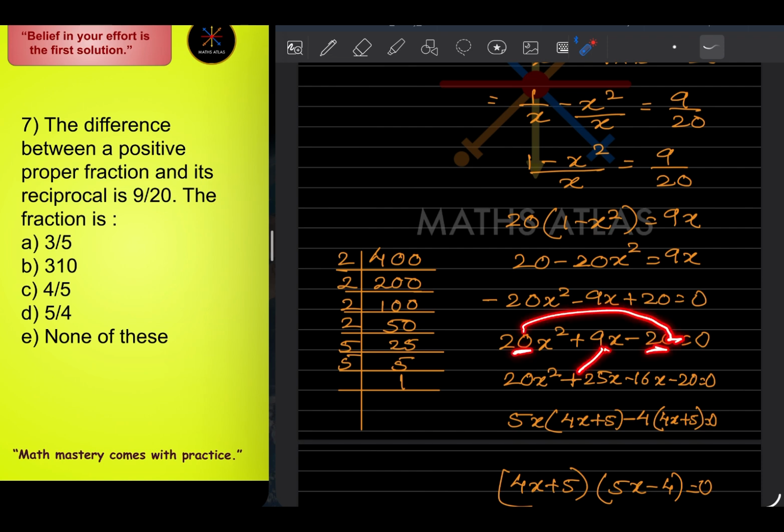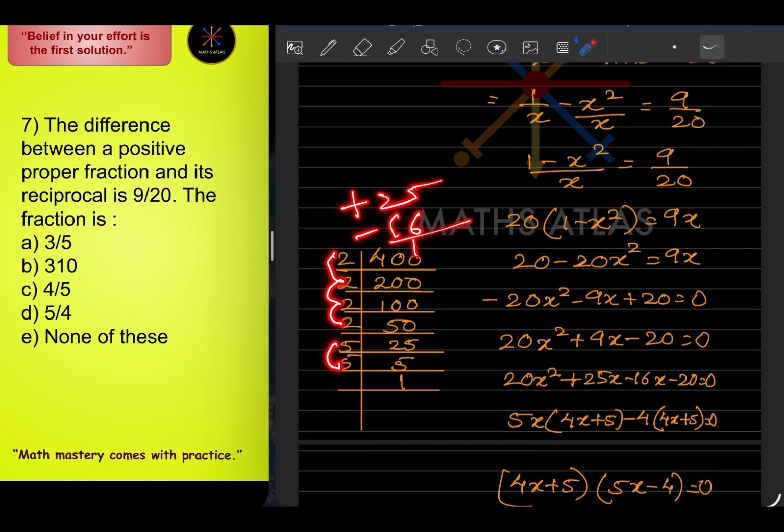This is the middle term. We have to split the middle term in such a way that we get plus 9. To get this, you take the factors of 400 and arrange them in such a way that you get plus 9. So 2 to 4, 4 to 8, 8 to 16, and this will be 25. So plus 25 minus 16 is going to be plus 9. To split this, it will be plus 25x minus 16x, and the rest is the same.